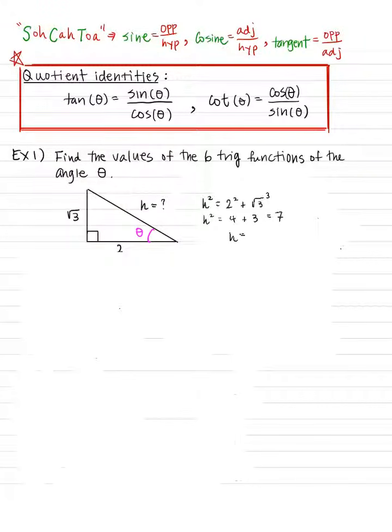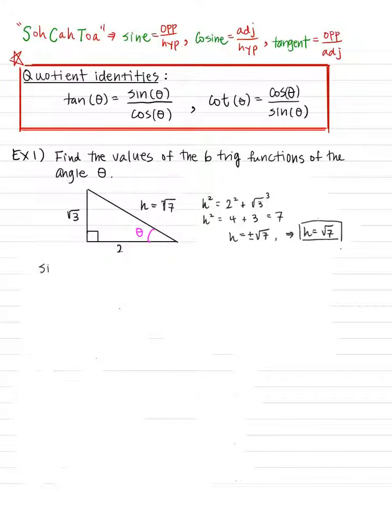So our h is really plus or minus the square root of 7, but h is a length, so there's no way in heck that h can be negative. So our h is positive square root of 7. So let me just erase and write that out. So the h is square root of 7. All right, so I think we're good to go. So let's get to work on this one.